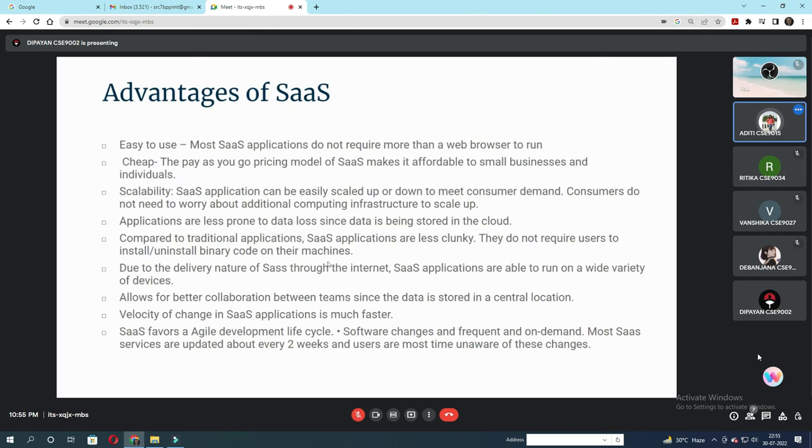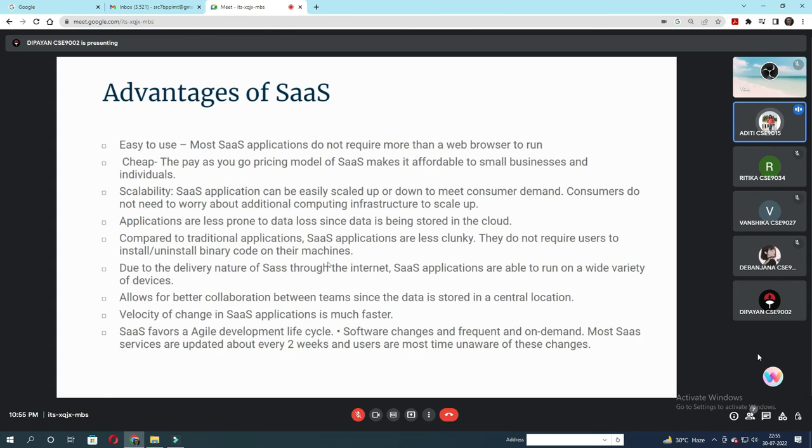Thank you, Deepika. So now I would like to discuss the advantages of SaaS. At first, SaaS is easy to use. That means most SaaS applications do not require more than a web browser to run. It's cheap. That means SaaS is generally subscription based and has no upfront license fees, resulting in a lower initial cost. Then scalability. SaaS providers generally offer many subscription options and flexibility to change subscriptions as and when needed.